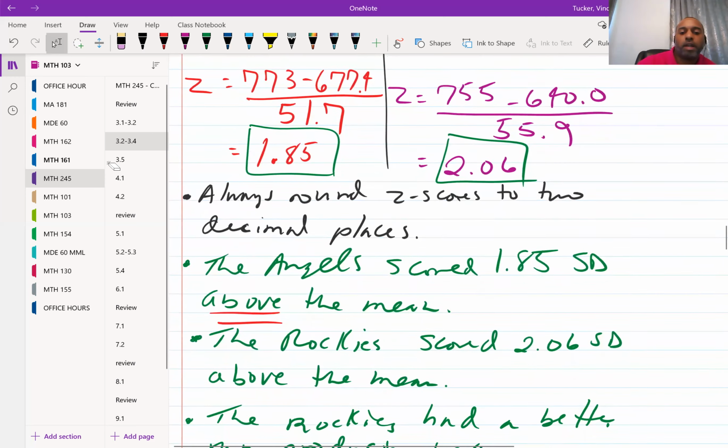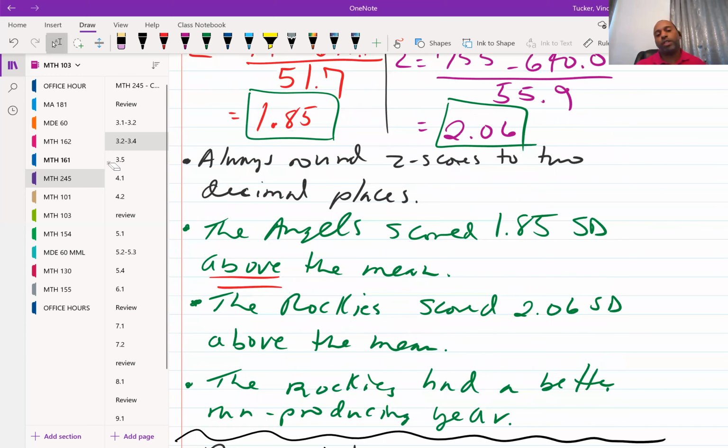All right. And that means the Rockies had a better run producing year.